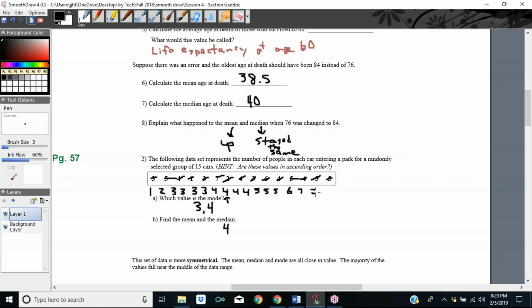And so let's see. What do we get when we add those up? 59, I think. So 3.93. So a little bit less than 4. So the mean here is a little bit less than the median.